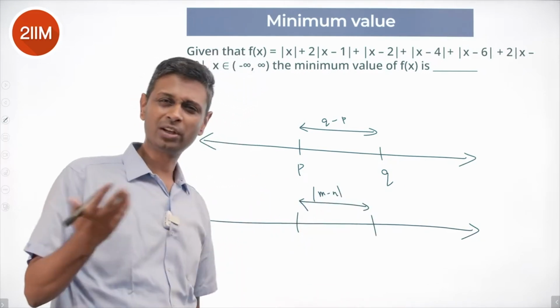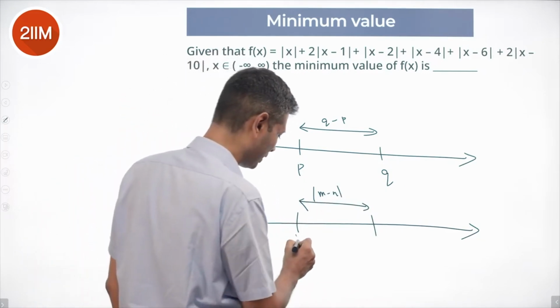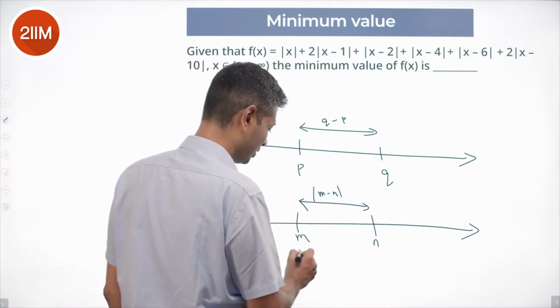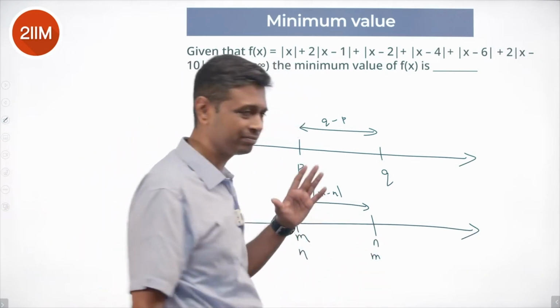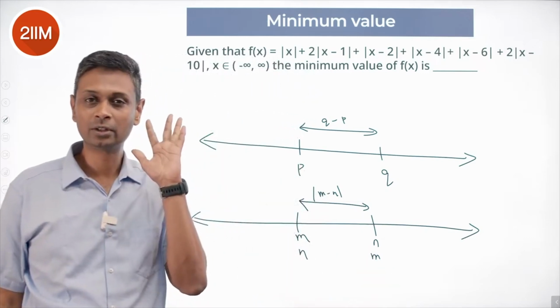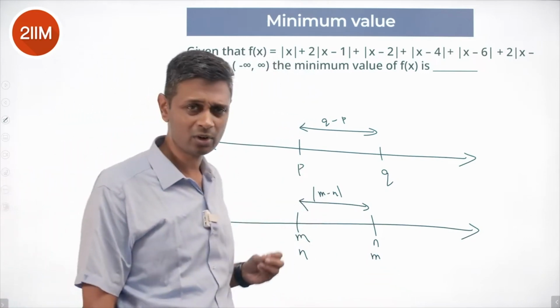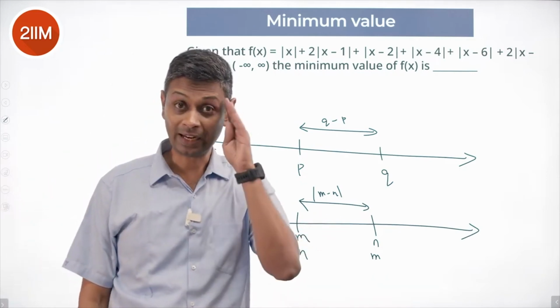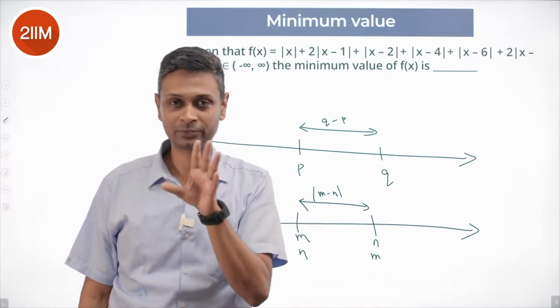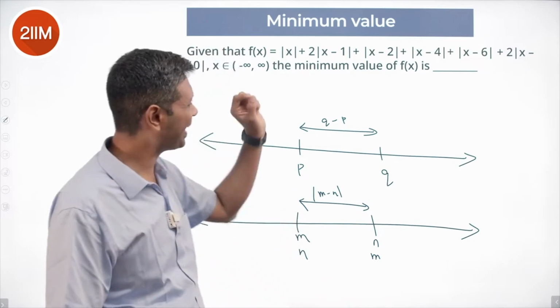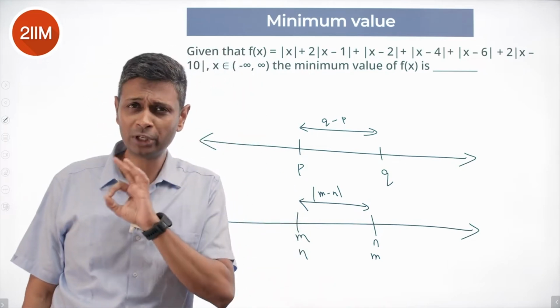Why am I saying modulus of m minus n? I don't even need to know whether it is m here, n here, or n here and m here. Doesn't matter. 2 points in the number line. What is the distance between them? Modulus of p minus q, modulus of q minus p, modulus of m minus n. That idea is super powerful. So that idea is going to crack open this question brilliantly.